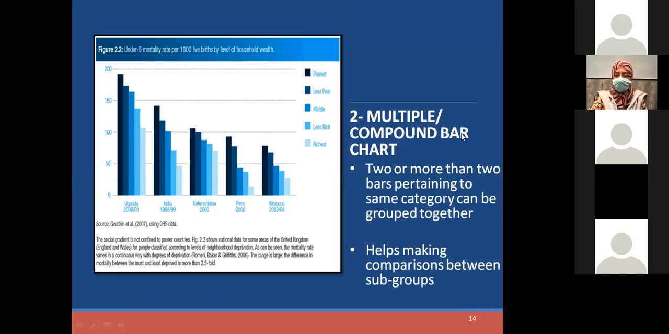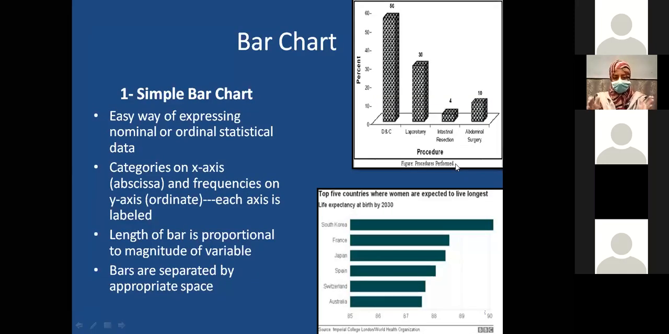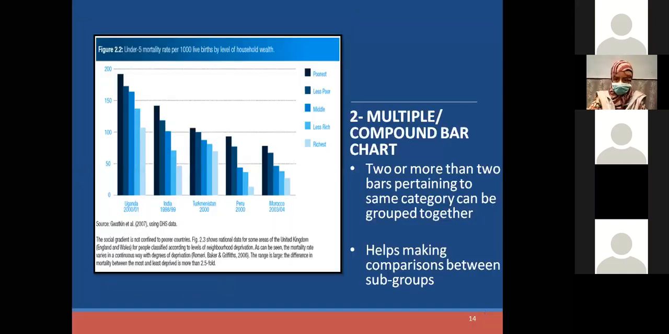Then comes multiple or compound bar chart. Now this was a bar chart, a simple bar chart that has simple bars placed one after the other. Now comes multiple or compound bar chart, where 2 or more than 2 bars pertaining to the same category can be grouped together.